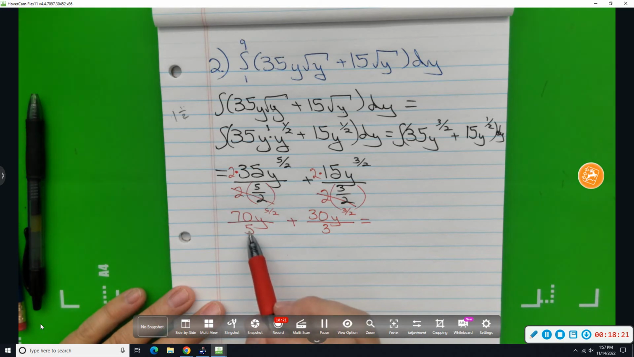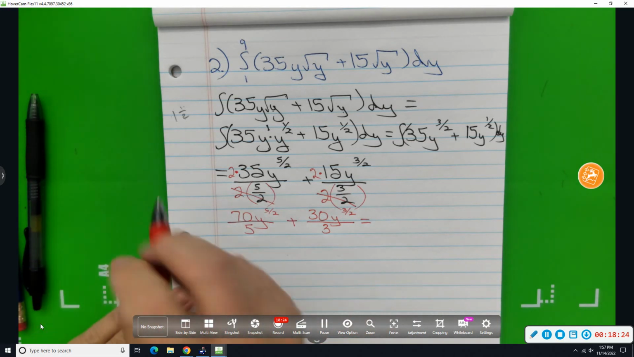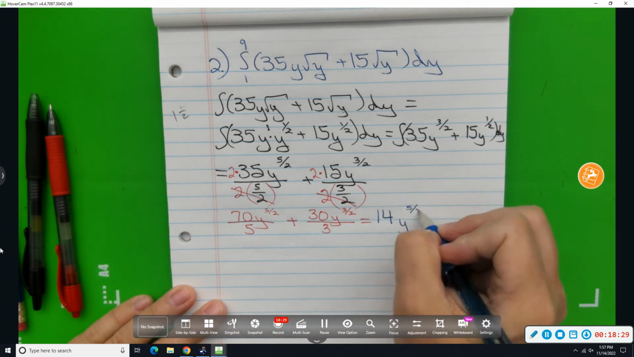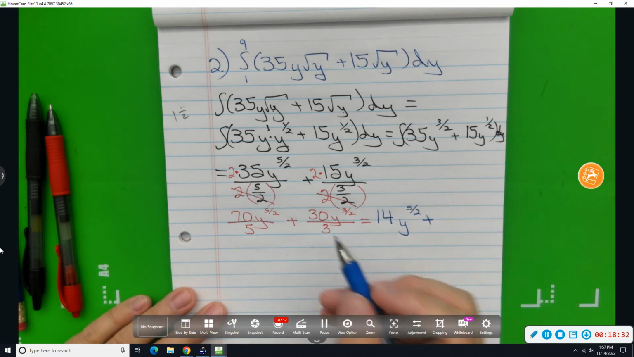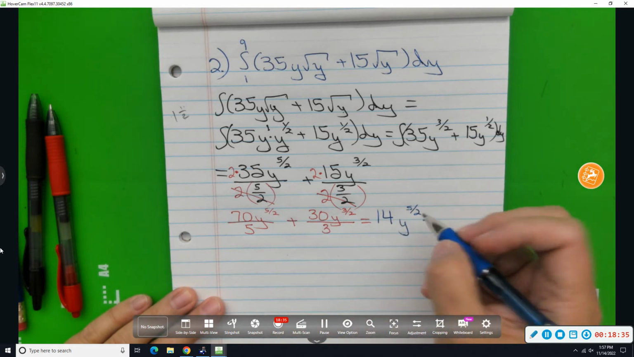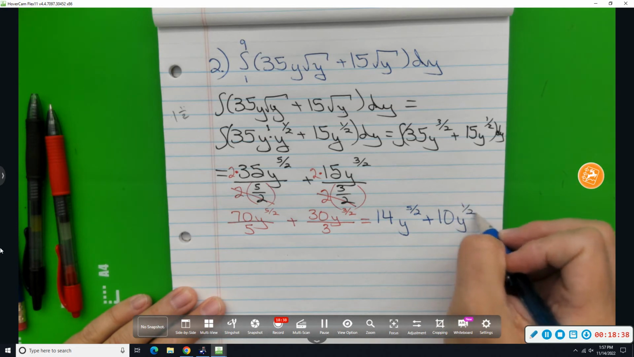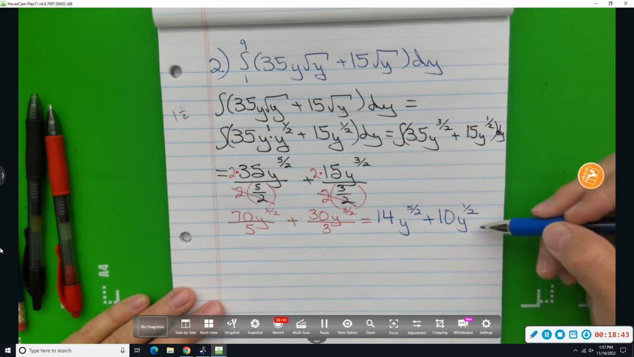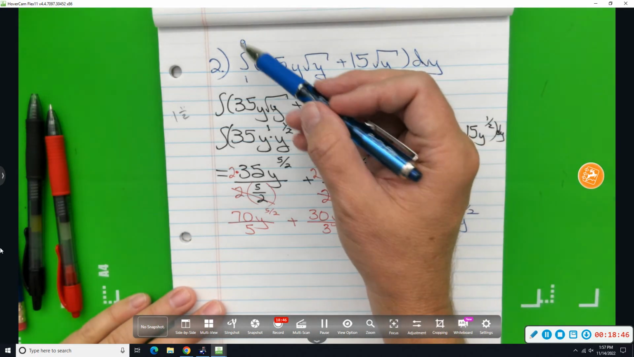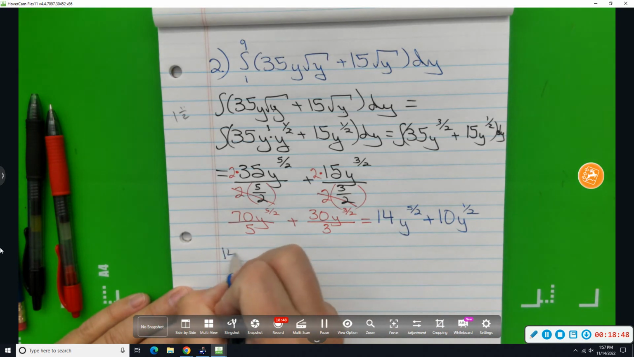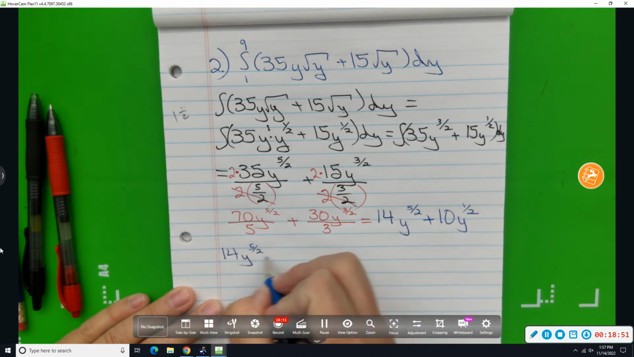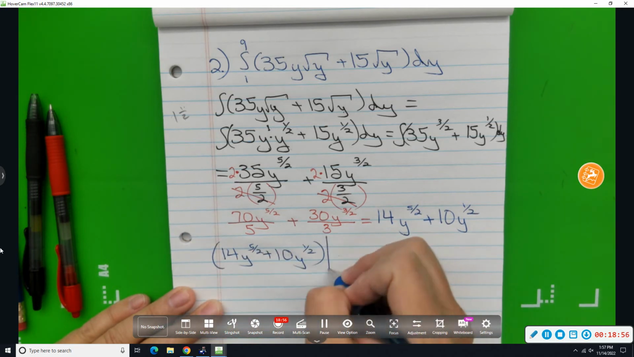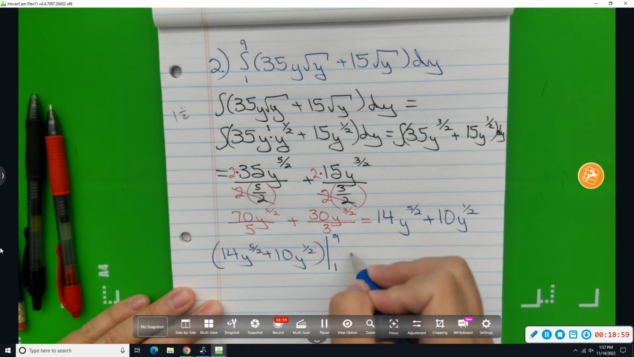Let's see, 70 divided by 5. I think that goes in evenly. Isn't that 14? Y to the 5/2 plus 30 divided by 3. That's 10. Y to the 1/2. And now we want to evaluate this on the interval from 1 to 9. So we have 14 y to the 5/2 plus 10 y to the 1/2. We're going to evaluate it on the interval from 1 to 9.